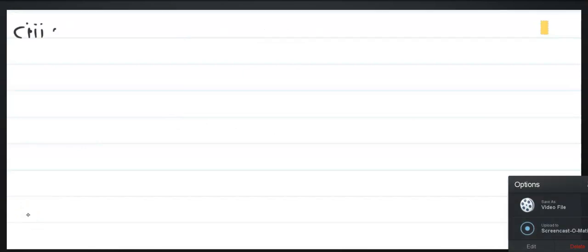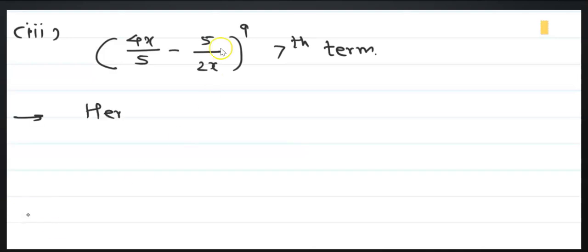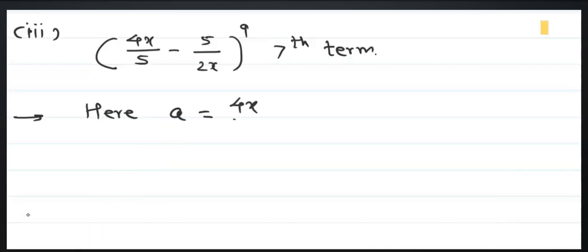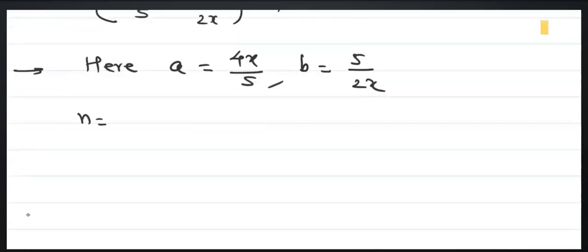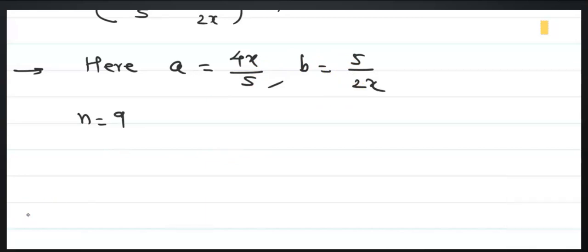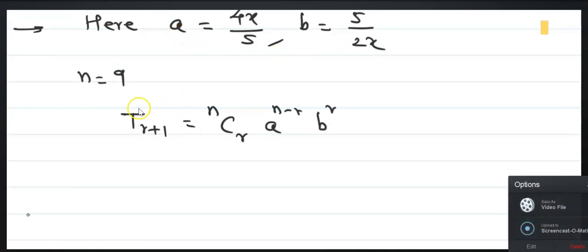Now the next: we want to calculate (4x upon 5 minus 5 upon 2x) raised to 9. Now we want to find the seventh term. Now r plus 1 is equal to 7, then r is equal to 6. Here a is equal to 4x upon 5, b is equal to 5 upon 2x, and n is equal to 9.